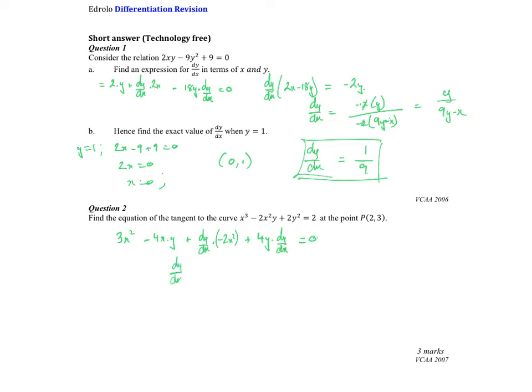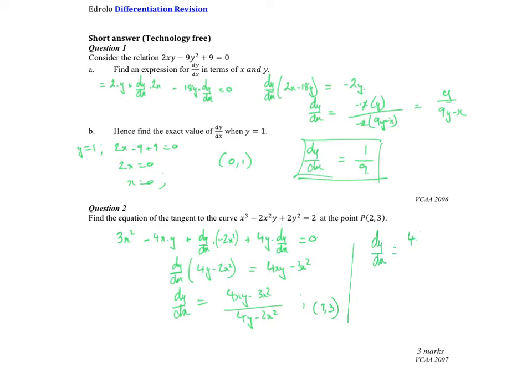dy/dx outside of 4y minus 2x squared is equal to negative 4xy minus 3x squared. dy/dx is equal to 4xy minus 3x squared on. So hopefully this part of it's all okay. And we're going to put the point (2, 3) in. So dy/dx will equal (2, 3).